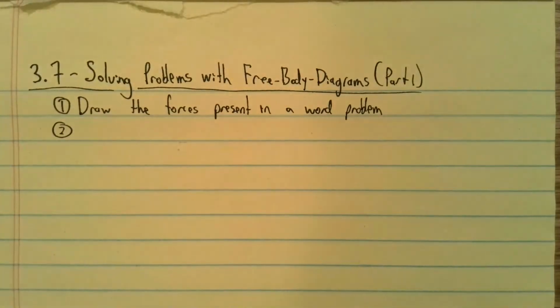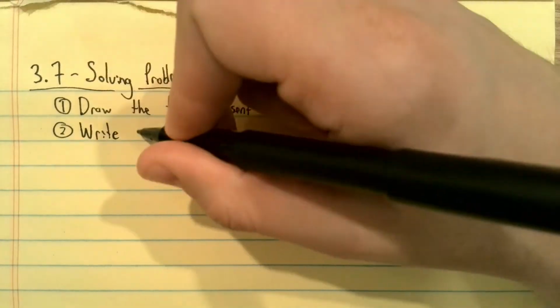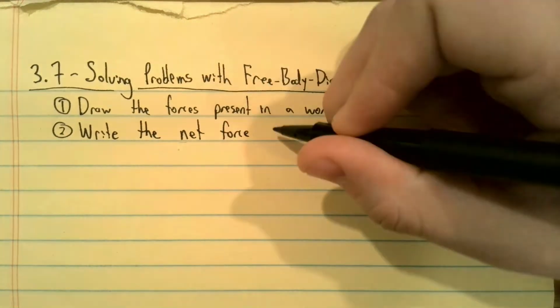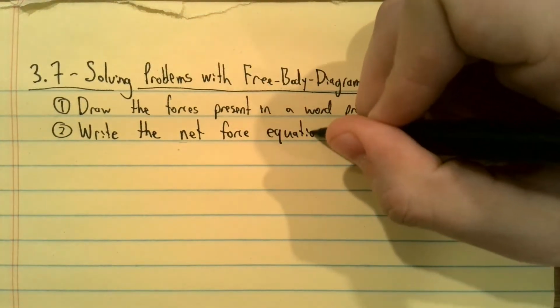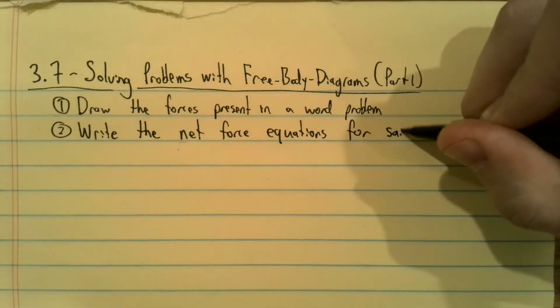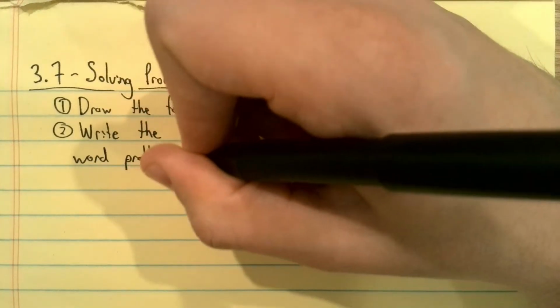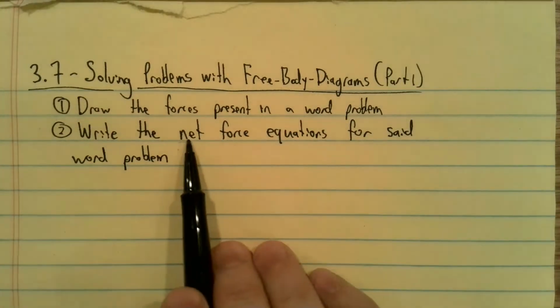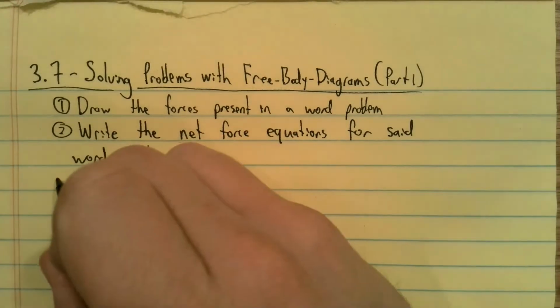The second objective, so to speak, would be to write the net force equations, and we'll learn how to do that here today too. Write the net force equations for said word problem. So based on the forces acting on the object, we're going to write the net force equations. We're going to write this sum of the forces. That's what the net force is.